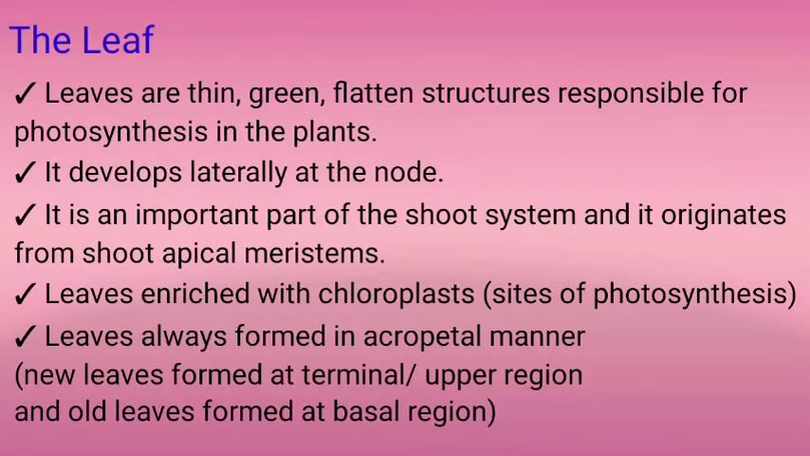The leaf. Leaves are thin, green, flattened structures which are responsible for photosynthesis in plants to prepare food materials. Leaves develop laterally at the nodal regions. Leaves are an important part of the shoot system and originate from shoot apical meristems. Leaves are enriched with chloroplasts, which are called sites for photosynthesis.